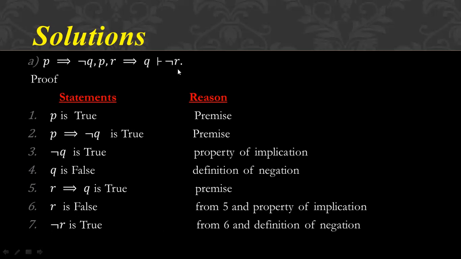But the negation of R is the conclusion of this argument. So when we consider all the premises true, the conclusion, which is negation of R, is also true. Therefore, this is a condition for this argument to be valid. Therefore, it is a valid statement.